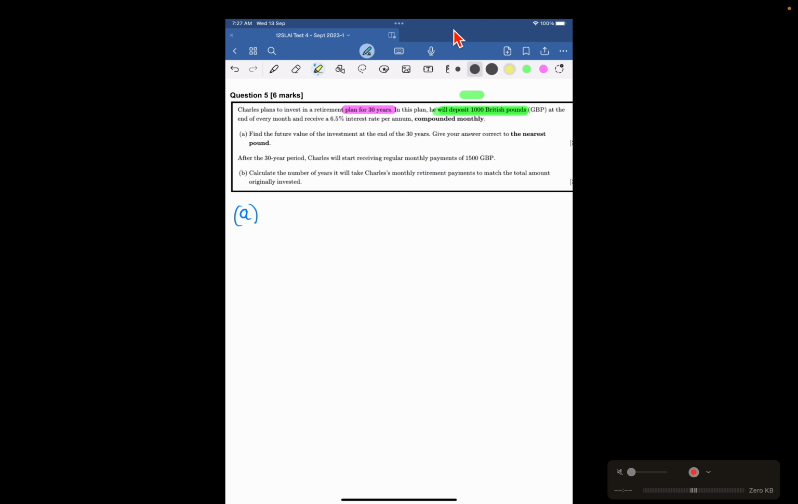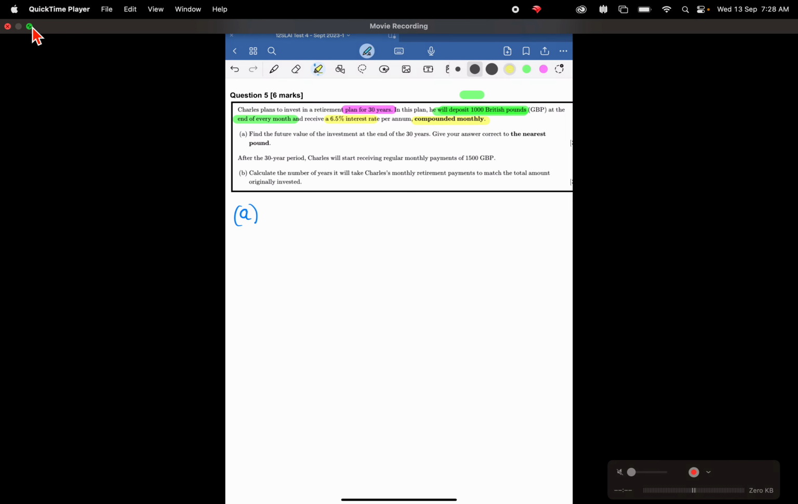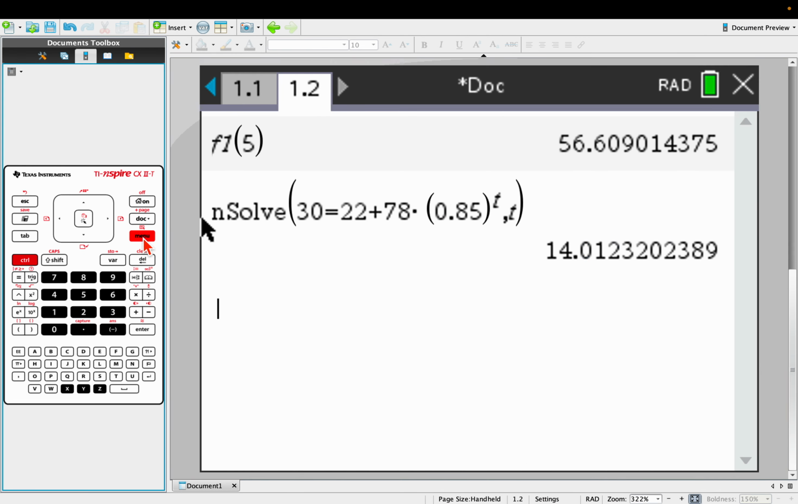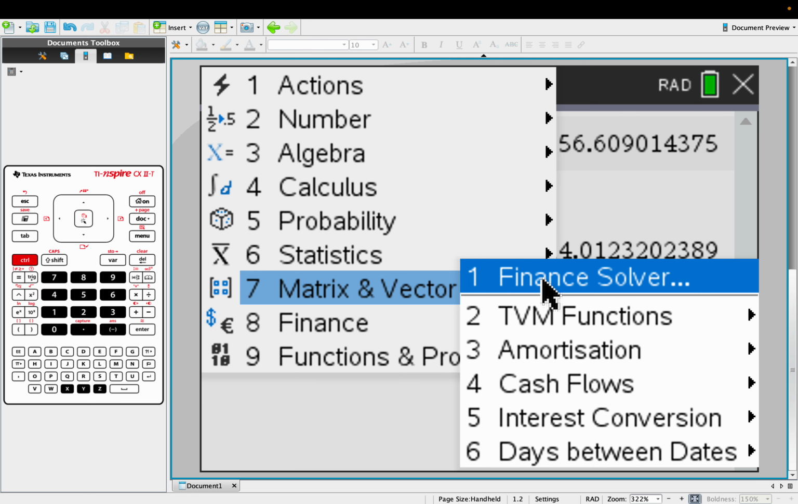It seems to be at the end of every month, so the deposit seems to be every month. Okay, so that looks to be a monthly payment, and the interest rate is 6.5%, but that's compounded monthly as well. Alright, so now let's tag those. When we switch straight away now to a Finance Solver, we can put all these pieces in the right place. I'm going to go to a calculator, menu, Finance Solver.